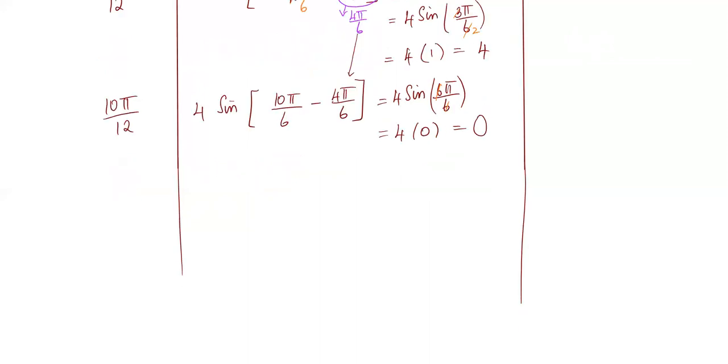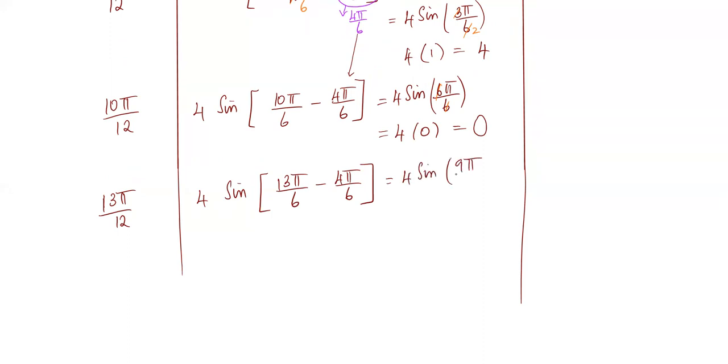Let's stretch this some more. So add another 3, you get 13 pi over 12. 4 sine (13 pi over 6 minus 4 pi over 6). 13 minus 4 is 9 pi over 6. And you have 3 here and 2 here. So 3 pi over 2, that's the 270 degree mark. And that would be 4 times a negative 1, which is negative 4.